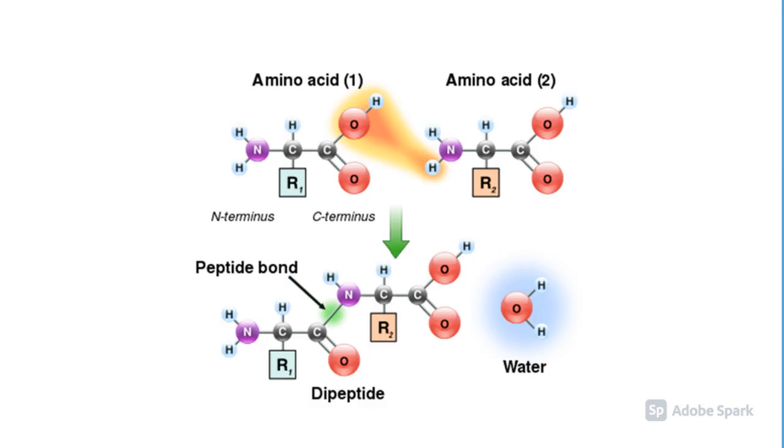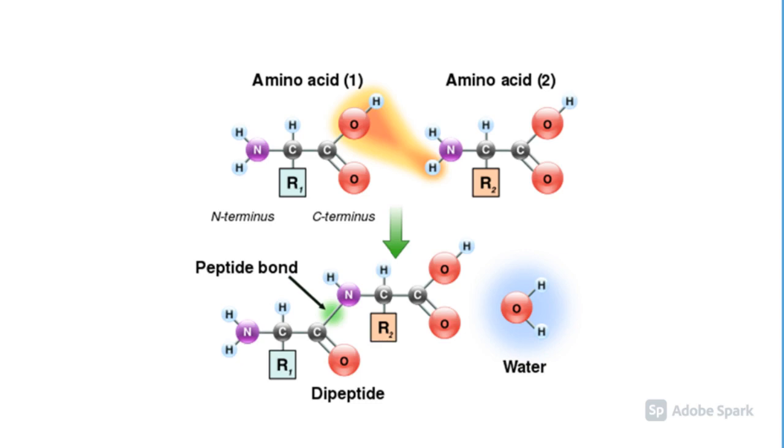Recall that amino acids link together to form a peptide. Amino acids are linked by dehydration reaction. Look at the orange area at the top of the picture. The carboxyl group of one amino acid will bond to the amino group of another amino acid, forming a peptide bond and removing 2 hydrogen and an oxygen.